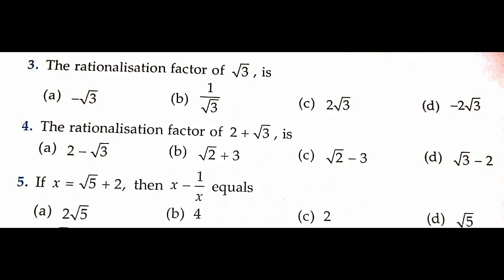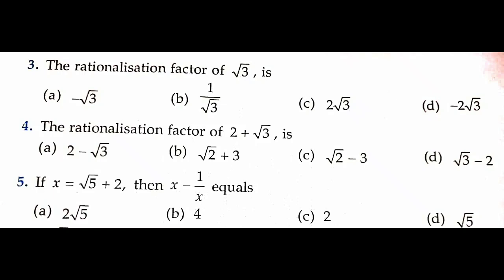Moving towards the next set of questions. Here we have the rationalizing factor of root 3; we have to find the rationalizing factor. We have already discussed this in our topics. Rationalizing factor for root 3 is 1 by root 3. Next question, rationalizing factor of 2 plus root 3. Clearly, the rationalizing factor for 2 plus root 3 is 2 minus root 3. That is option A, right in this situation.